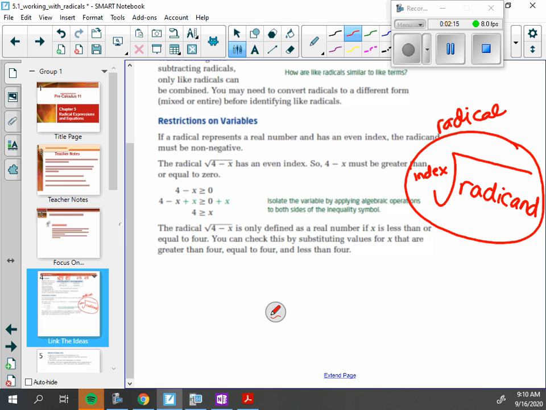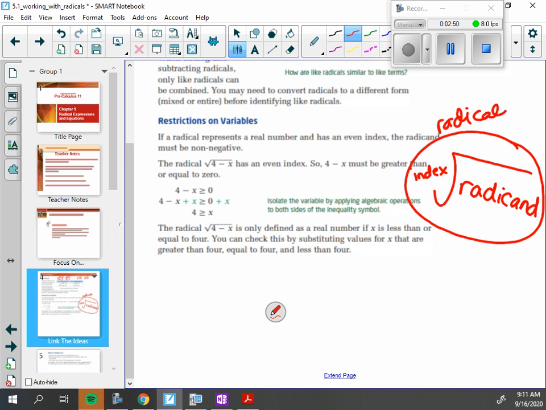If your index is even, like a square root, which we don't even see the index on a square root. They don't put a number there because it's the most common one, but it does have a 2 there because it's the opposite operation of squaring, right? And squaring has a 2 as its exponent. So a square root does have a hidden index of 2. Square root, 4th root, 6th root, any even root, you can only root positive numbers.